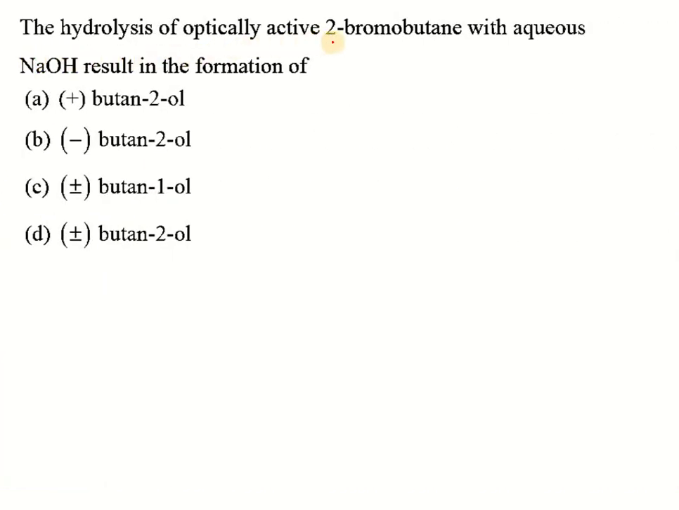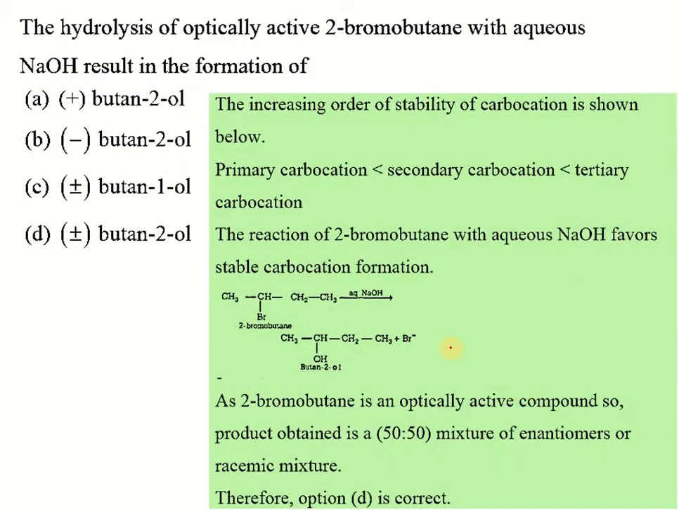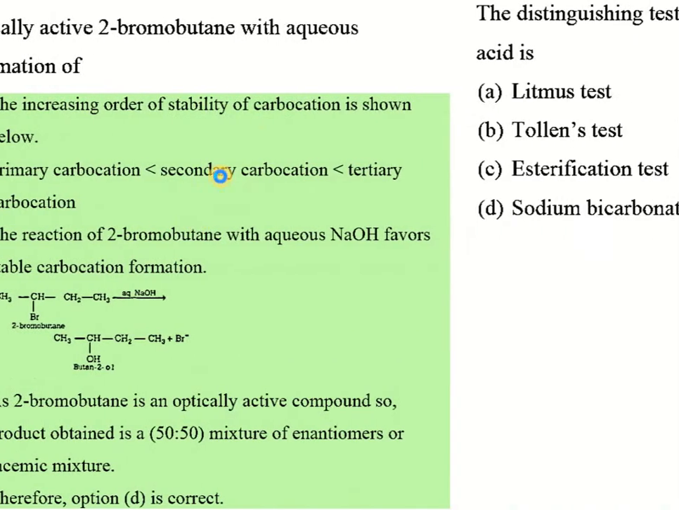The hydrolysis of optically active 2-bromobutane with aqueous NaOH results in the formation of what? We know that a racemic mixture will be obtained when 2-bromobutane reacts with sodium hydroxide, as it is a chiral molecule. So the 2-butanol formed is a racemic mixture, plus-minus butan-2-ol. So option D is the right option for this question.